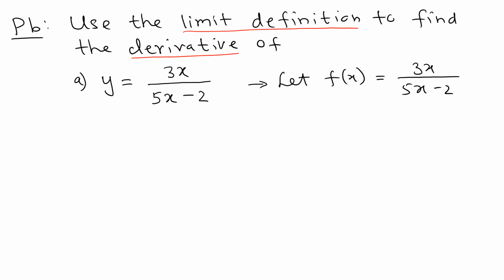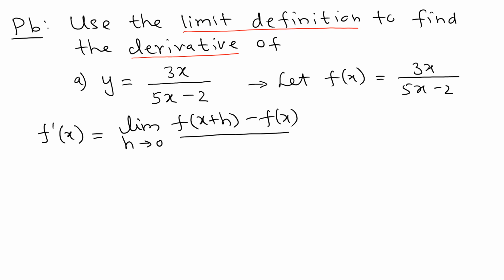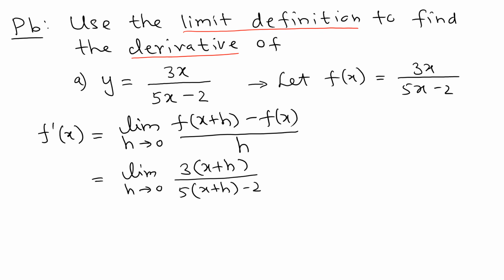and then we use the limit definition. So we know that f prime of x equals, by the definition, and it's always a good idea to write this: the limit as h goes to 0 of f(x plus h) minus f(x), divided by h. So let's plug in. You're going to plug in x plus h wherever you see x. So it is 3(x plus h) divided by 5(x plus h) minus 2, and then minus f(x), the function itself, 3x over 5x minus 2, and the whole thing divided by h. So that's what we have.